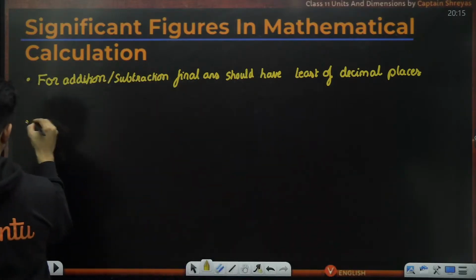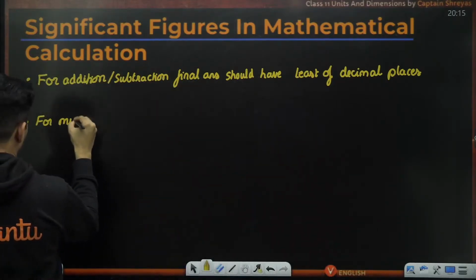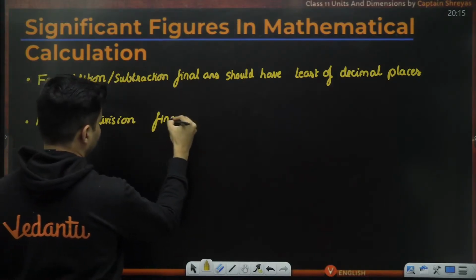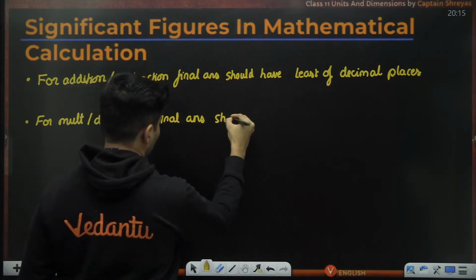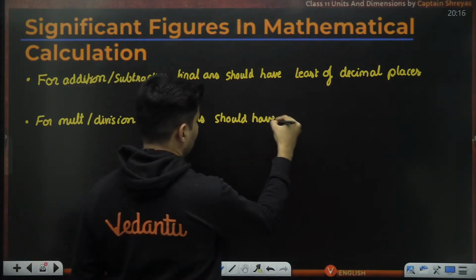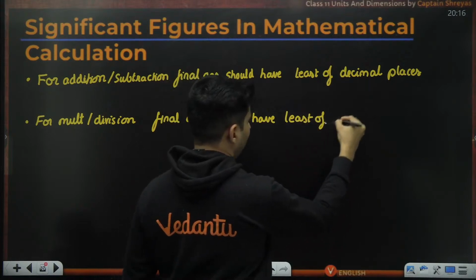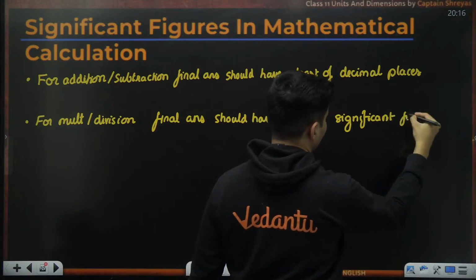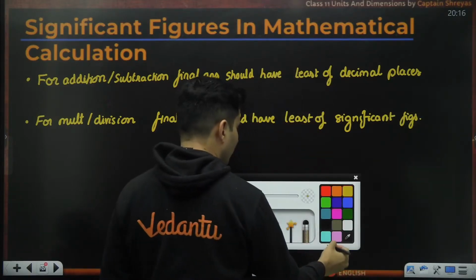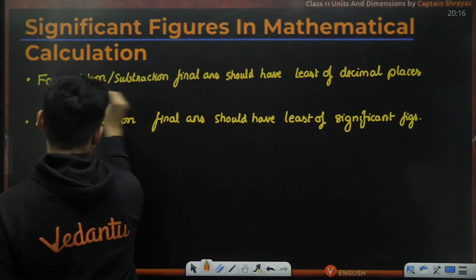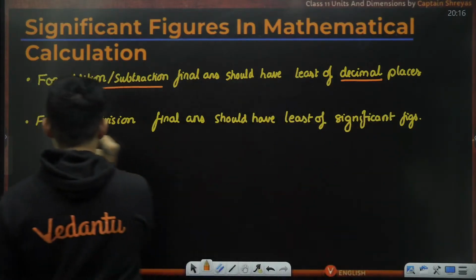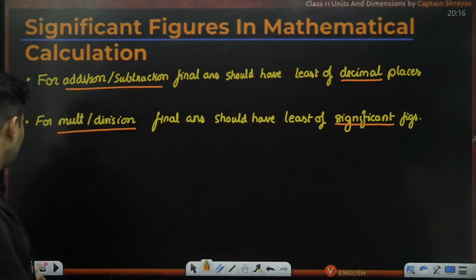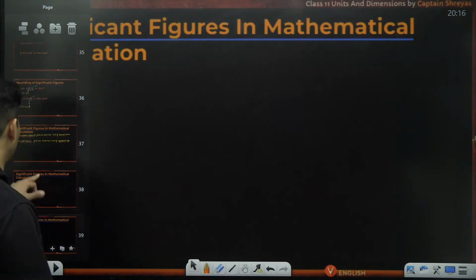But for multiplication and division, the final answer should have the least of the significant figures. Very, very important. For addition, subtraction, decimal places. For multiplication, division, significant figures. What do I mean by that? Let me demonstrate to you by simple examples.